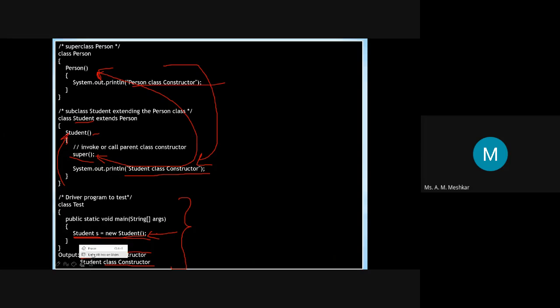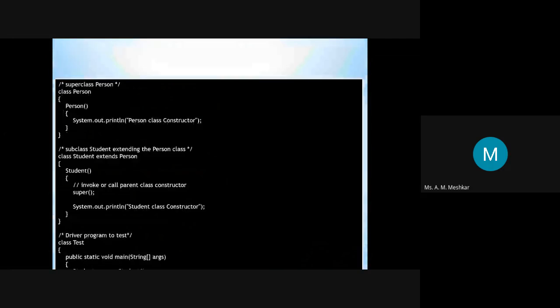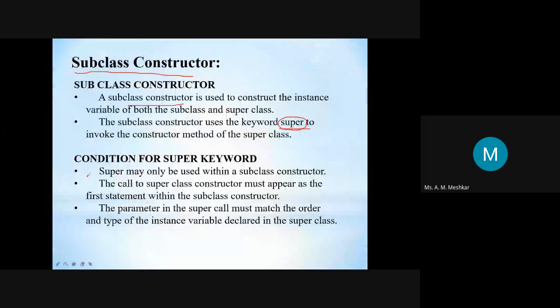So as you can see here that we have to follow some rules while using the super keyword, and those are: Super may only be used within a subclass constructor. Okay, that super keyword is meant to be used with the subclass constructor. The call to the superclass constructor must appear as the first statement within the subclass constructor.